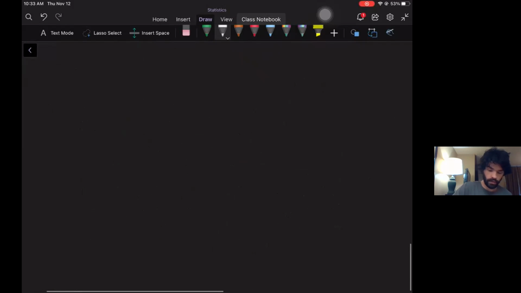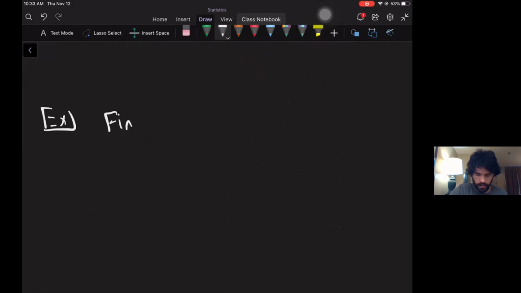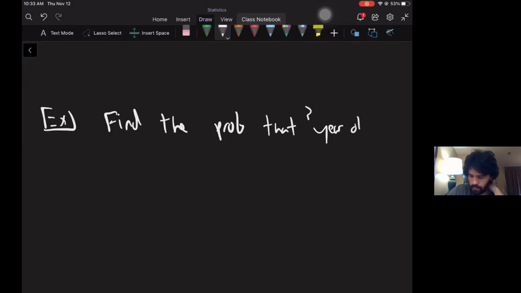All right, let's just do another one, slightly harder one. So this is sort of how my classes go. Go from easiest to hardest. So use the same exact setup, find the probability that a 3-year-old is between 35 and 40 inches.